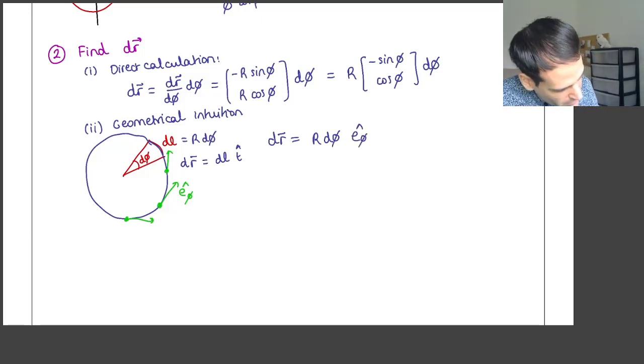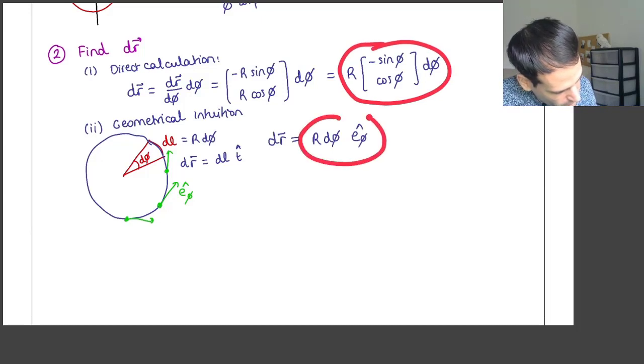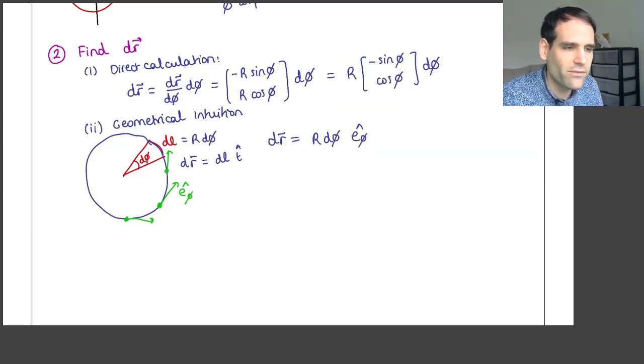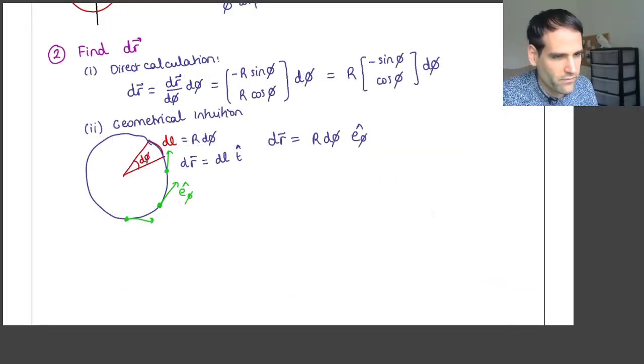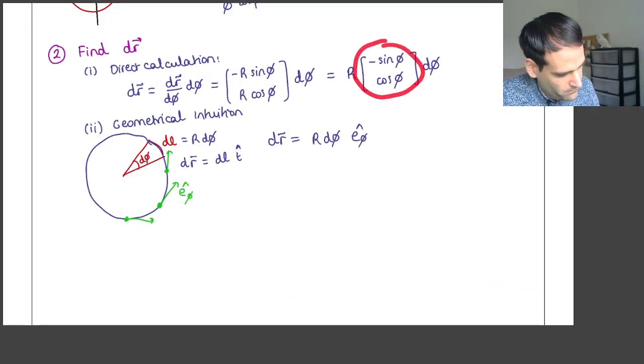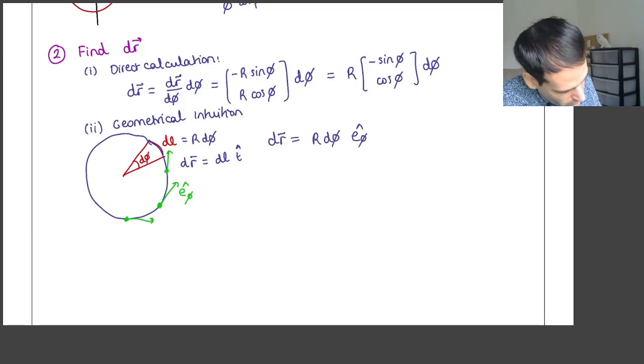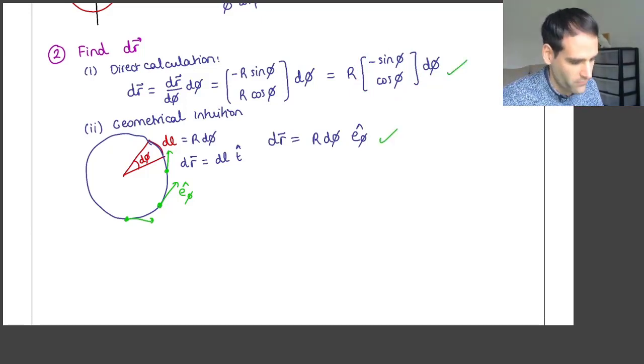Now my question would be, is this equal to this? Yes, they are just different ways of writing it, because if you go to our table of unit vectors, e phi hat is minus sine phi x hat plus cosine phi y hat, which is exactly this vector here. So these two methods agree perfectly.